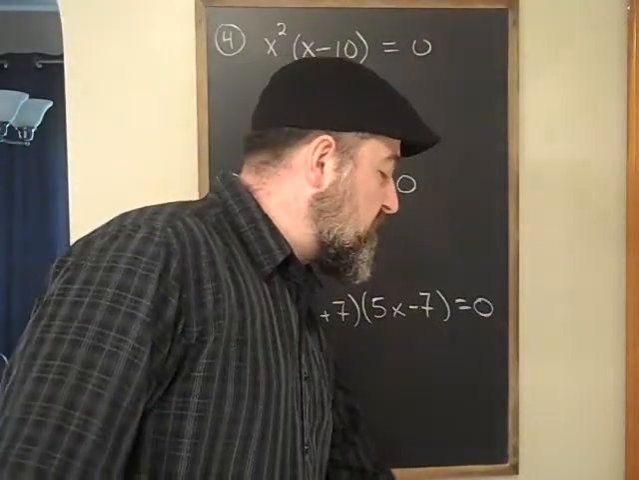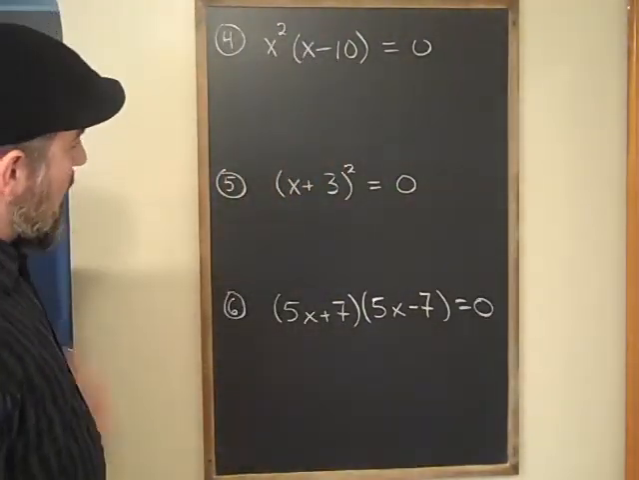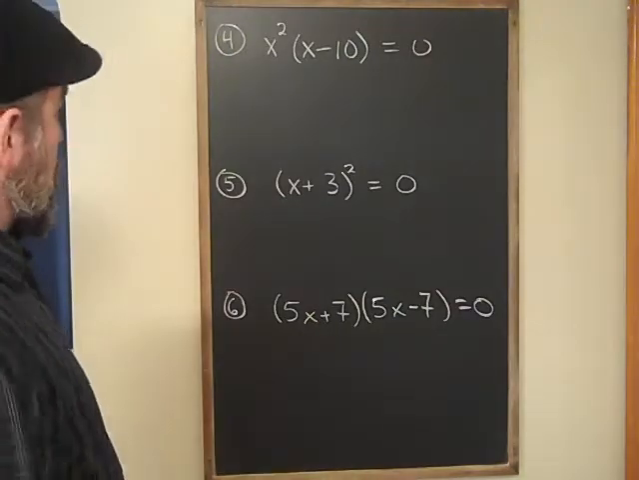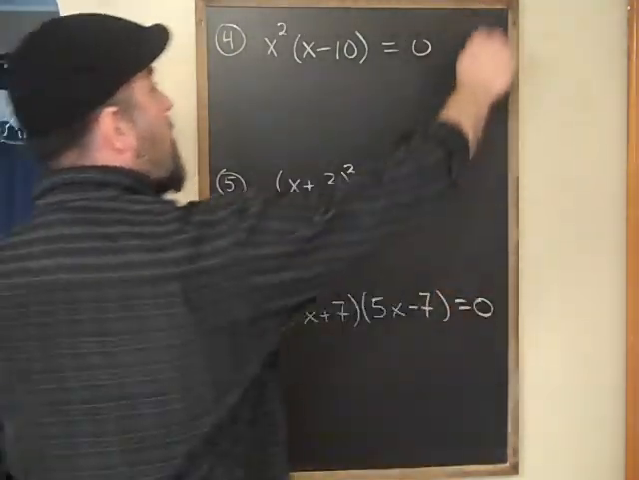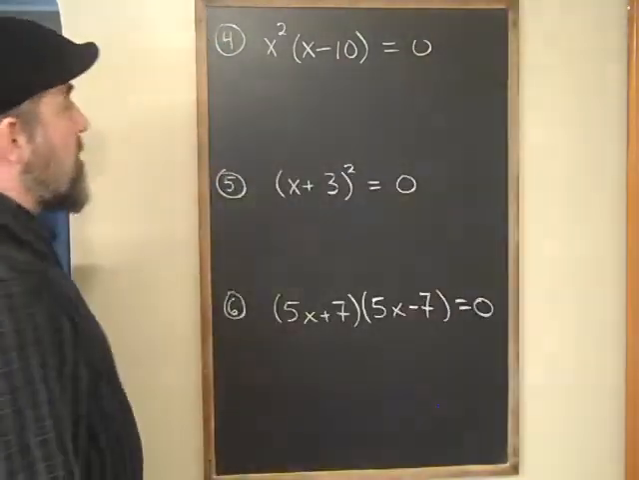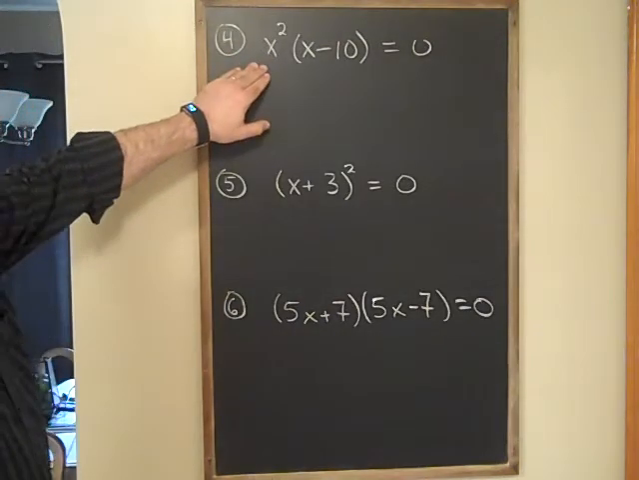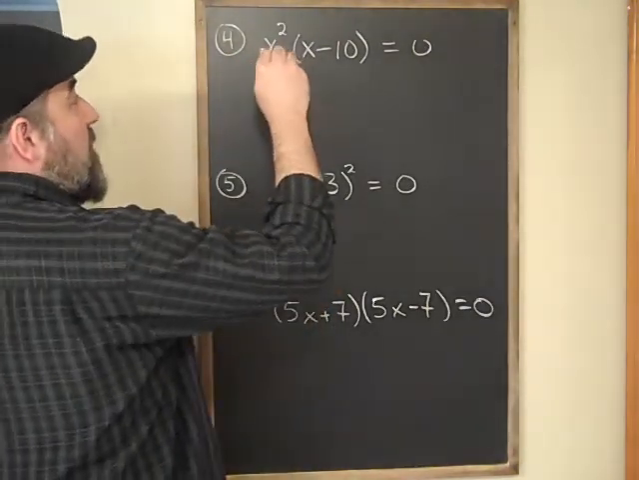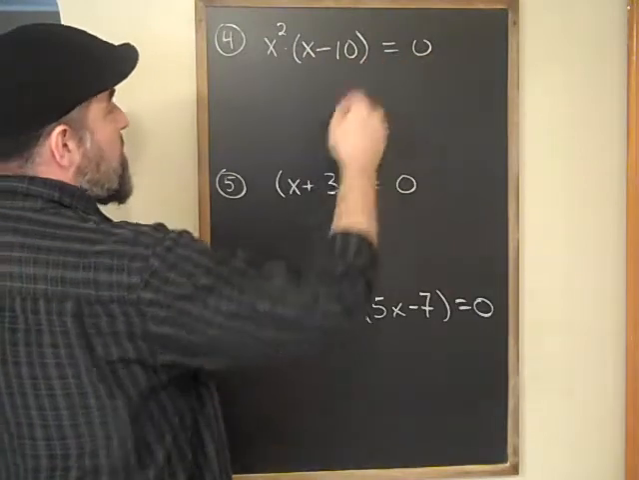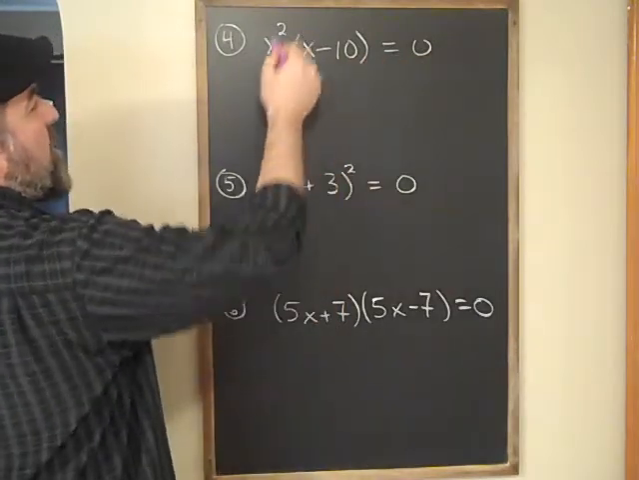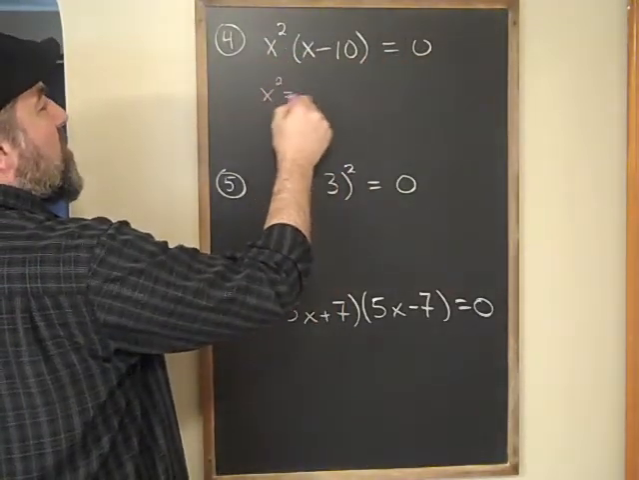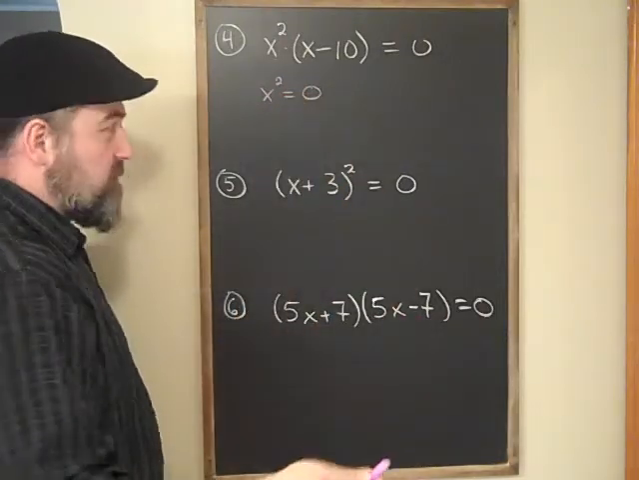Okay, so for our next three examples here, numbers 4, 5, and 6, we're still using the zero product property to get the solutions for these. So here we go. First one is in a factored state. We have an expression times another expression equals 0. Well, now the expression is x squared. So we ultimately have to solve x squared equals 0.